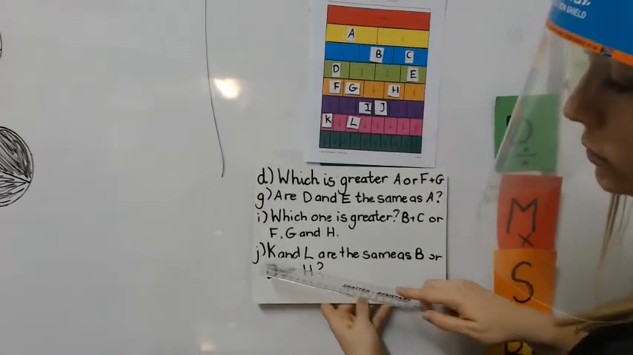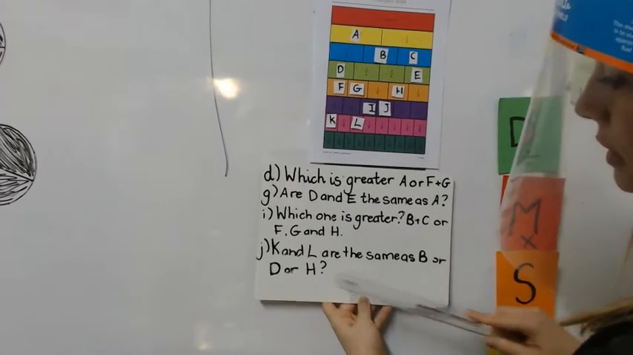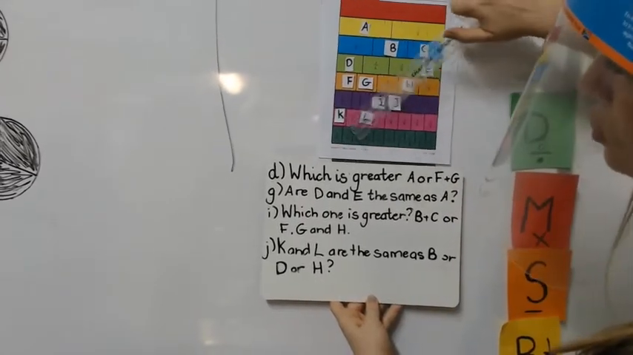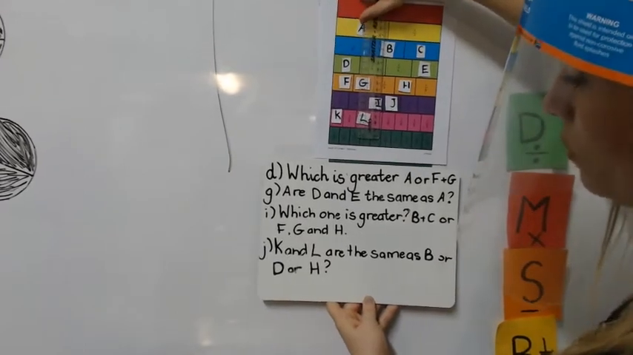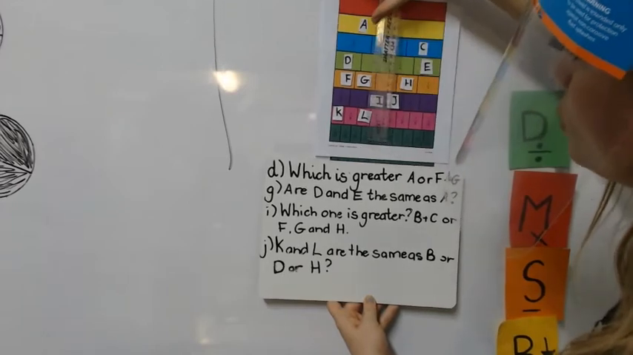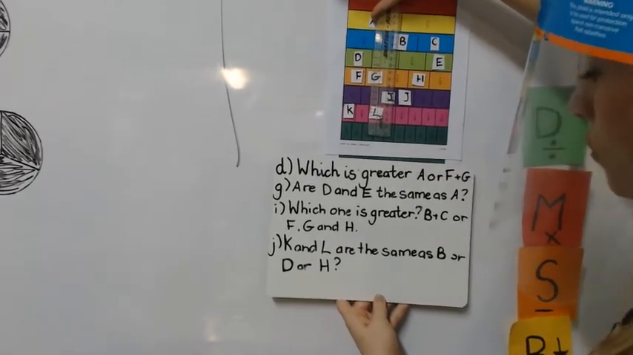Let's do the last one. K and L are the same as B, D or H. So let's see K and L there. So that's 2/8. So that would be there. And they want to know, is it the same as B? Well, where's B? B is 1/3. So there's K and L. No, they're not as big as 1/3.